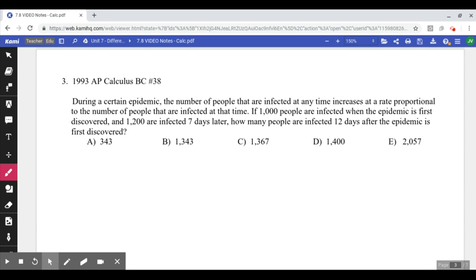In example 3, we have an AP Calculus BC question, number 38, totally applicable to what we're doing now, though, in AB here. So let's read through this. We're going to figure out the important information and then perhaps a solution pathway.